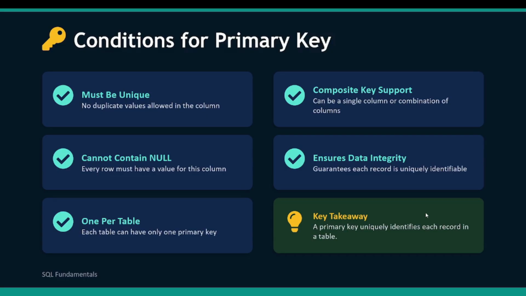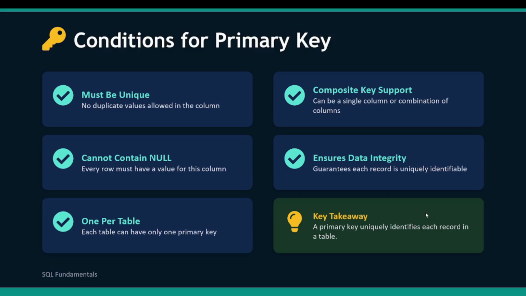The third condition is that each table can have only one primary key. While a table can have many columns and many types of constraints, there can be only a single primary key defined per table. This enforces a clear and unambiguous method of identifying records.